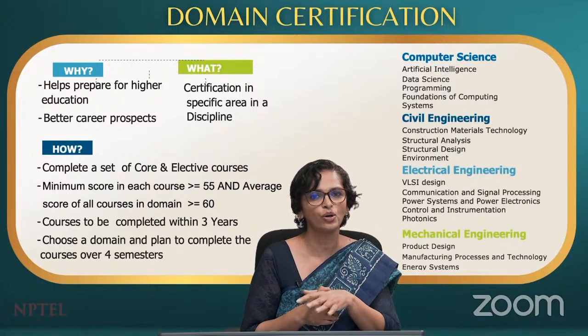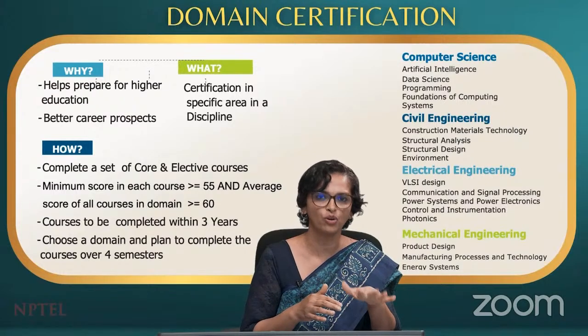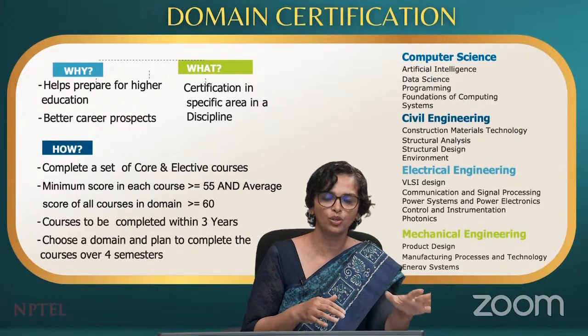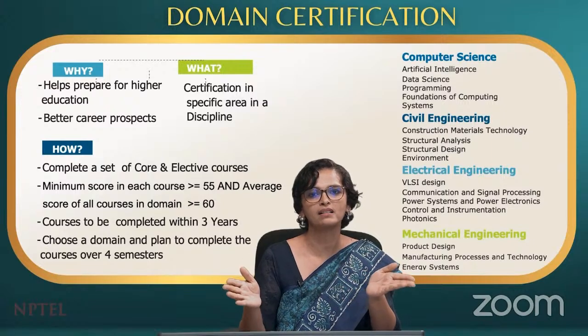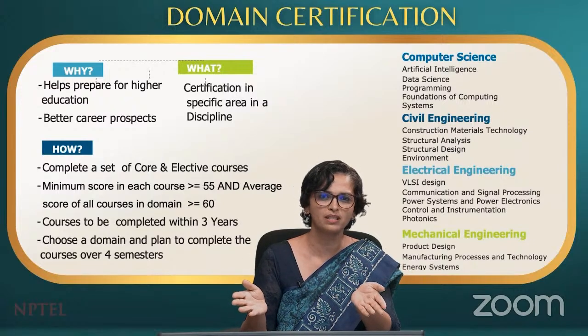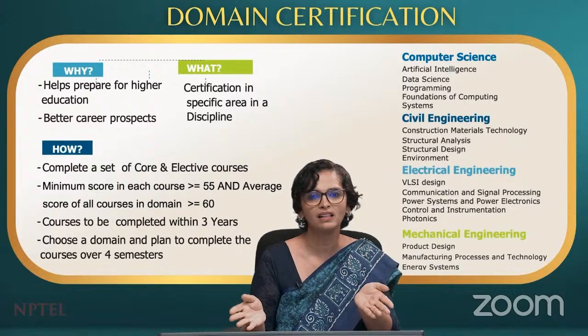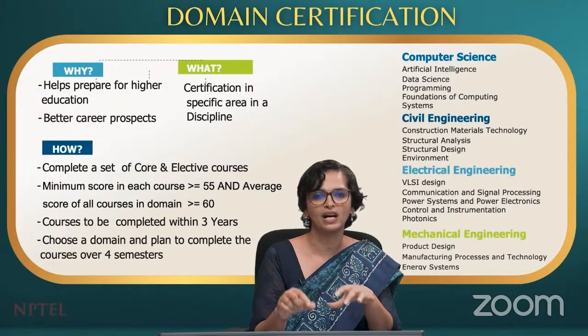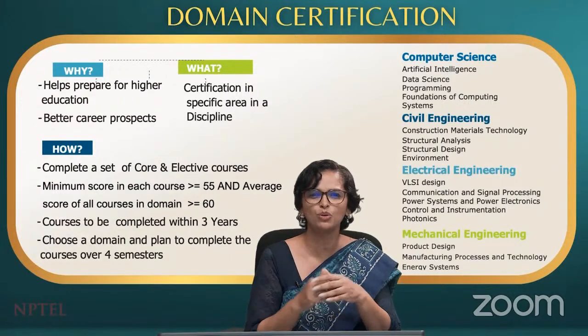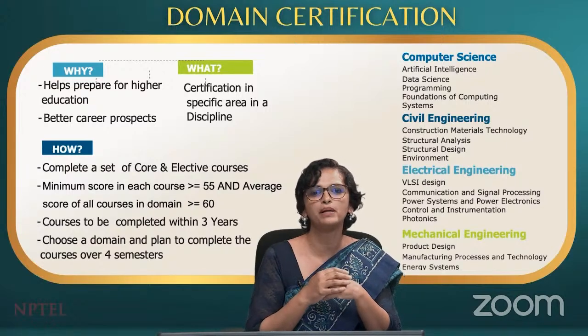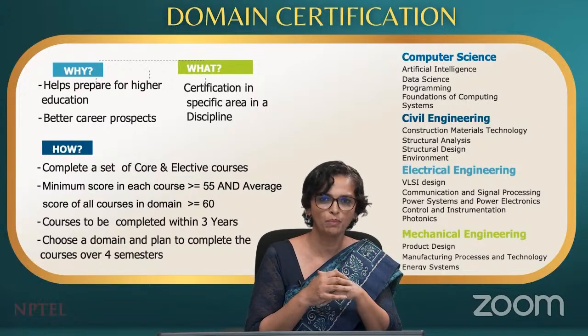Though the pass mark for an NPTEL course is only 40 out of 100, for a domain, the average mark that you have to take across all courses in the domain is more than 60, and in every course you have to have at least 55 and above. So we raise the criteria a bit more if you are to become a domain scholar.